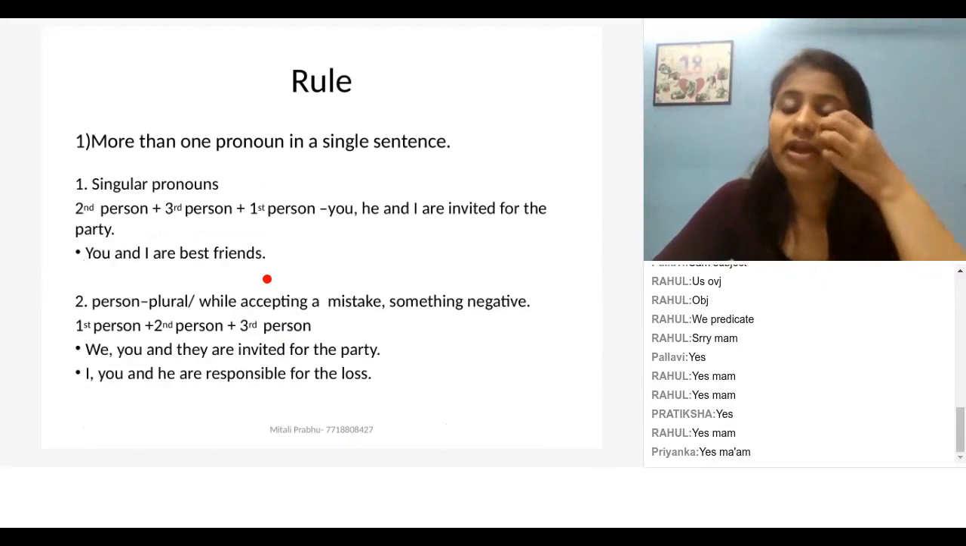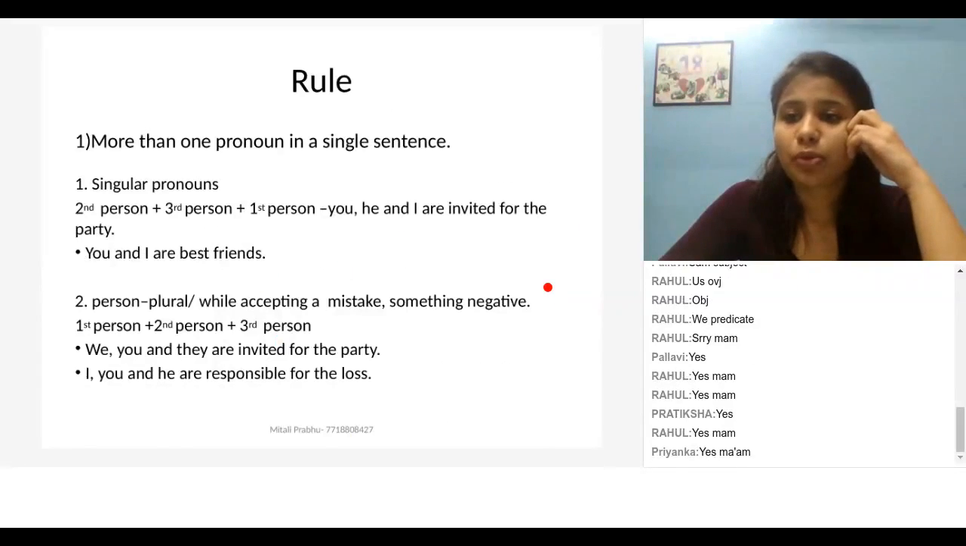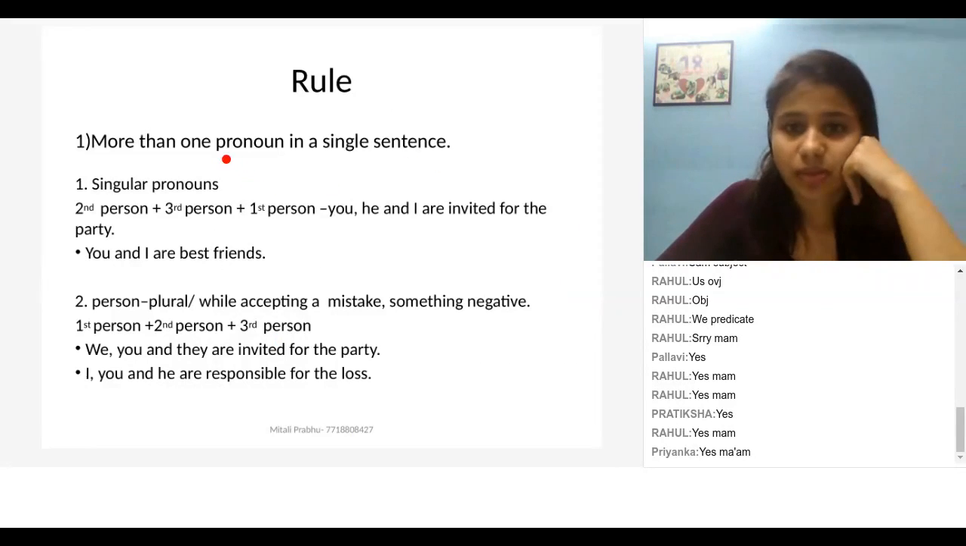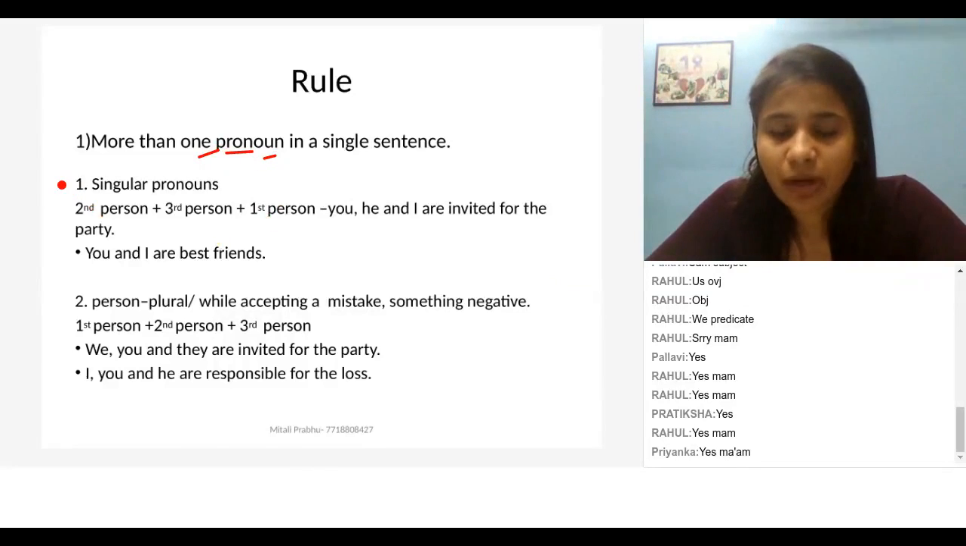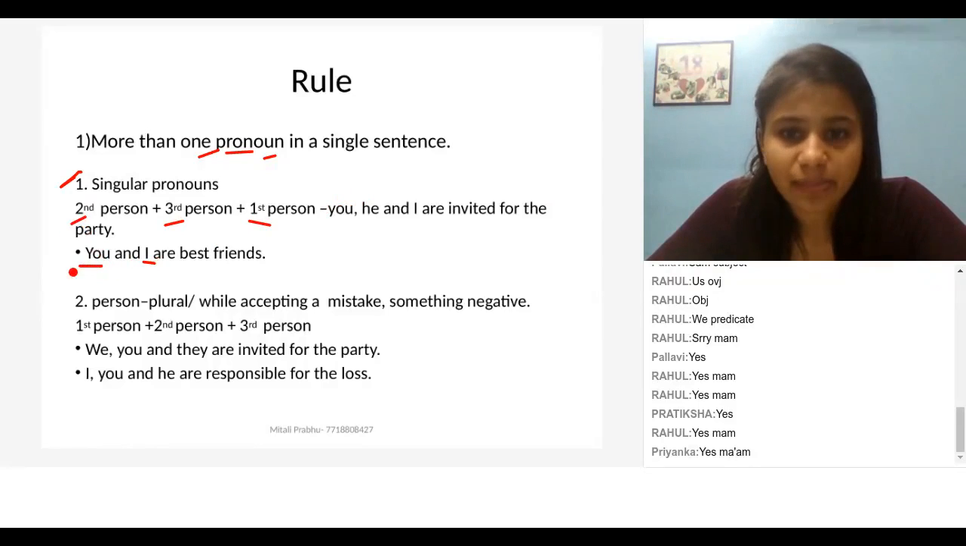Okay, so now what do you do when there are many pronouns in your sentence? How do you arrange them? Suppose your sentence has I, she, he, it, they, then what is the correct sequence to arrange them? If the pronouns are singular, then you always arrange them as second person, third person, and first person, 2, 3, 1. What does that mean? See, "you" is going to come, and then "I". You is the second person and I is the first person.